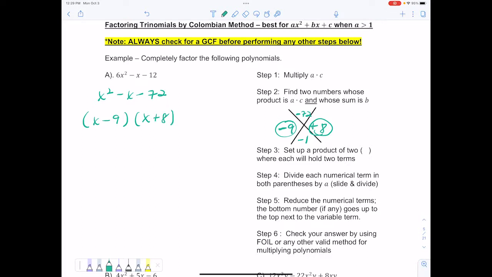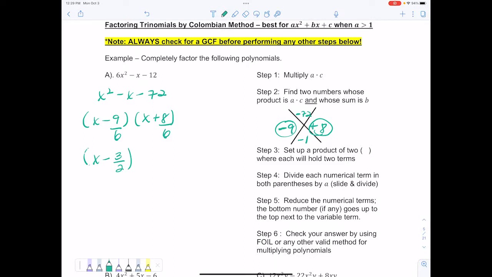Okay, except now we're going to go to step 4, which says divide each term in both parentheses by A. Sometimes this is referred to as slide and divide. So I'm going to divide each of the terms by my A value. Remember, A is 6. Okay, it's that first term there. It's ax squared plus bx plus c. Okay, and the next thing I want to do is reduce it if I can. So I can reduce 9 over 6, right? 3 goes into 9 and 3 goes into 6. So 3 goes into 9 3 times and 3 goes into 6 2 times.